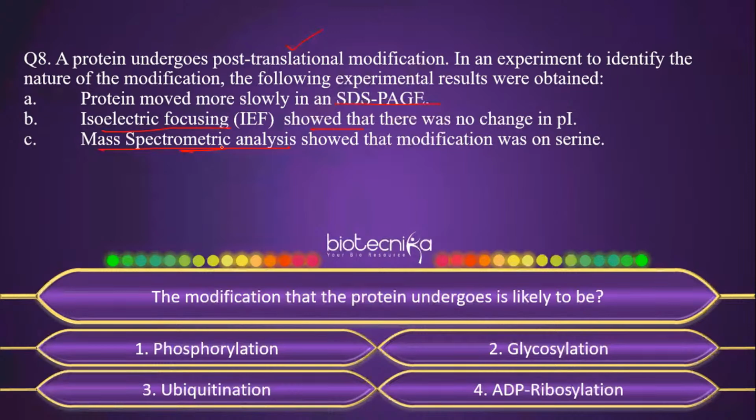Now again, here you have to solve step by step. Rule out the possibilities. And you can only rule out when you know what happens when phosphorylation takes place, when glycosylation takes place, when ubiquitination takes place, and when ADP ribosylation takes place.